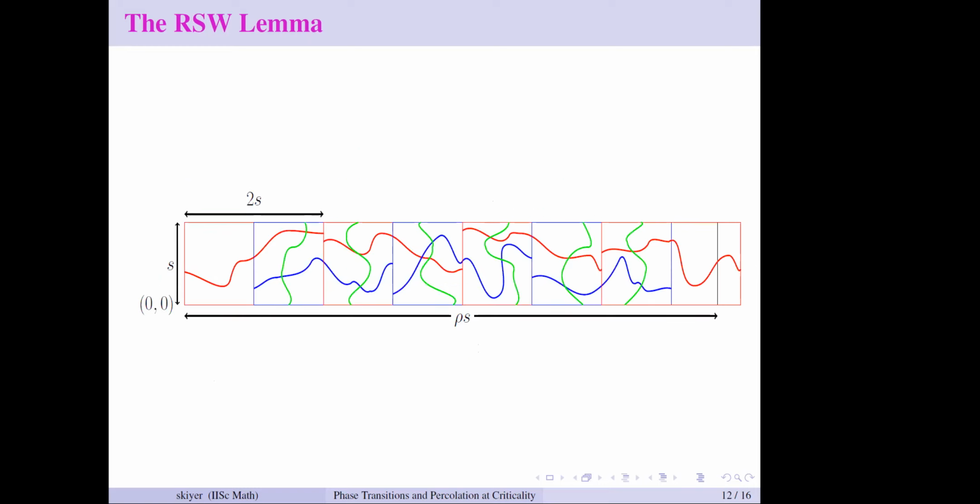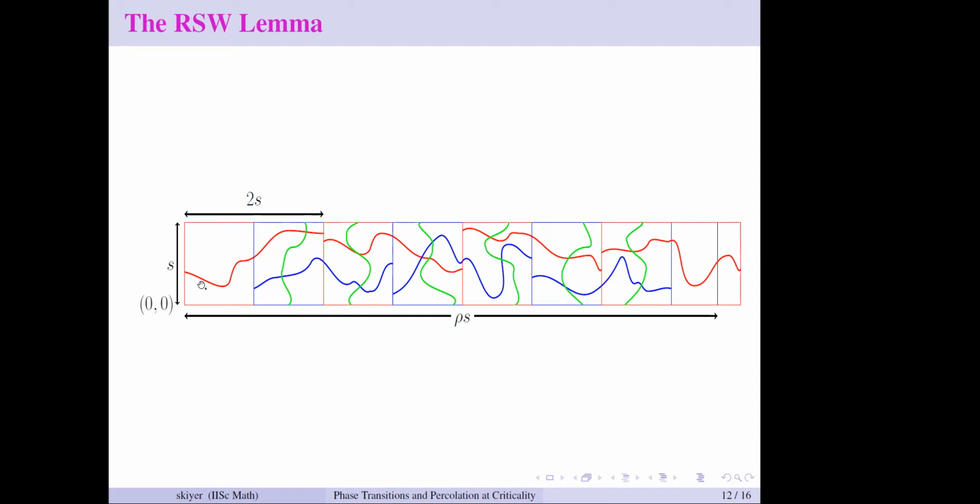So what we want to show is that if the probability of crossing a square is bounded away from 0 or converges to 1, then the same thing happens when you have a rectangle with a certain aspect ratio rho. It turns out that it's sufficient to prove the result only when the aspect ratio is 2.